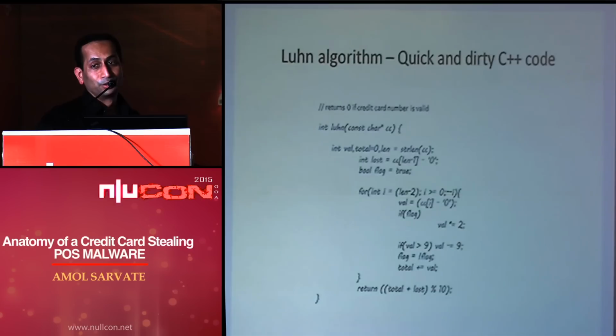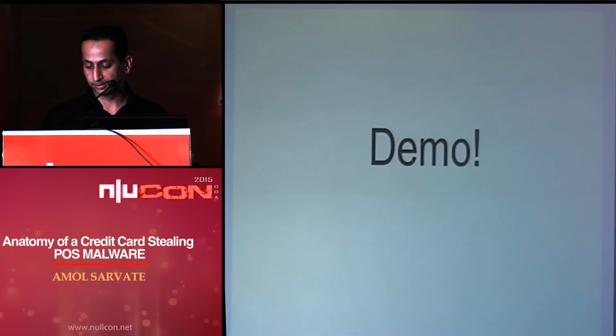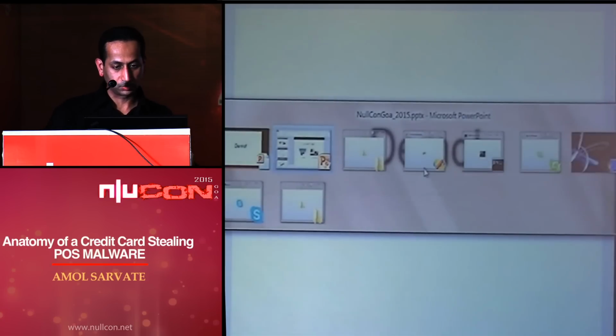Of course, always remember, when you put something online, the server sees it, so they may very well have your credit card. But what the malware does is that it then applies the Luhn algorithm to make sure that it's a valid credit card number, and then it sends it to the command and control. The credit card is stolen. All right, enough of talk and theory. Let's take a look at the demo. I hope the demo gods are with us today.